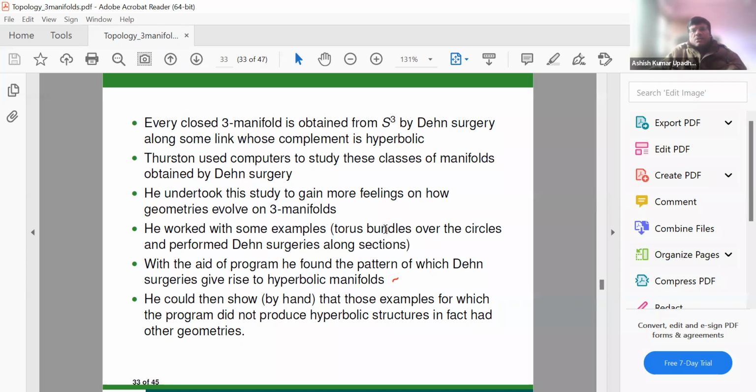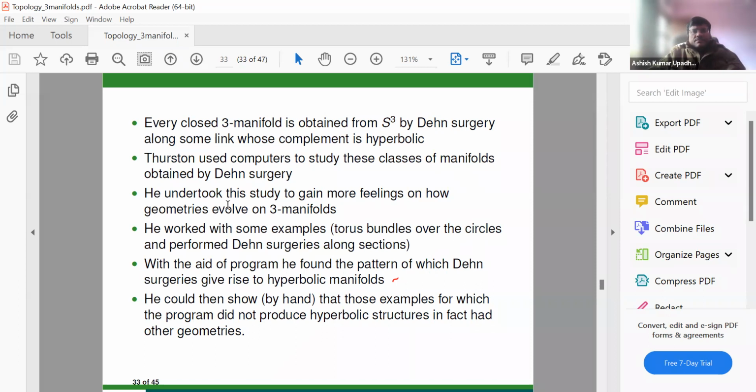Those examples are torus bundles over the circle. Torus bundles over the circle means you take torus, Cartesian product with circle, and then the two ends you identify with some homeomorphism, some diffeomorphism, etc. Then it will contain tori naturally, which will be called sections, and you perform Dehn surgery along them.